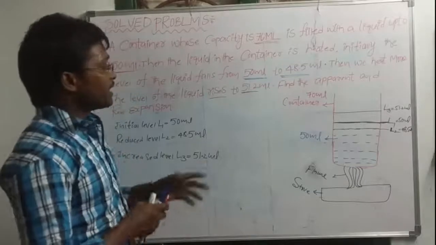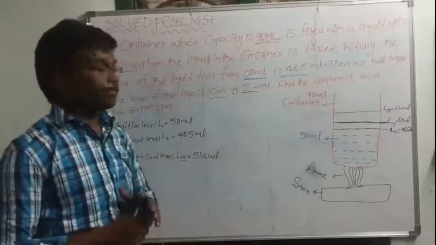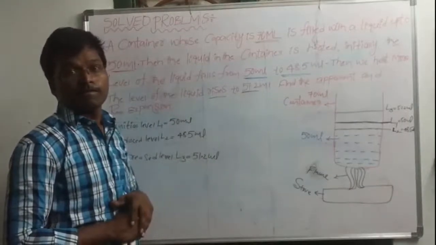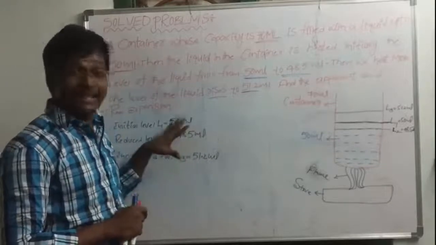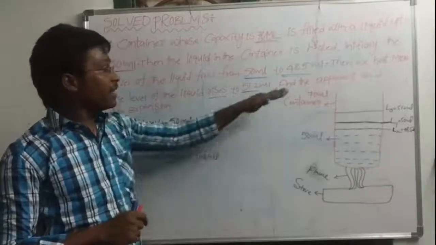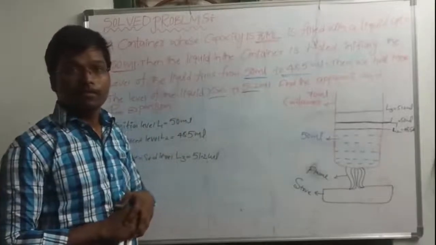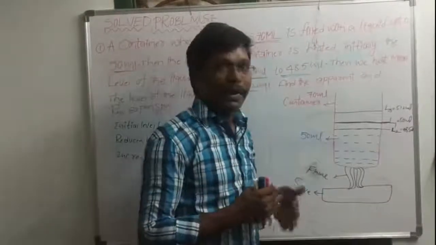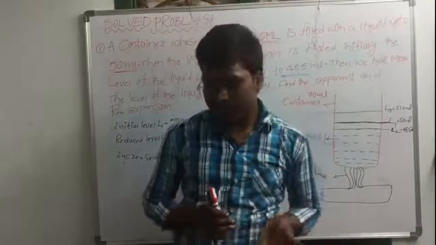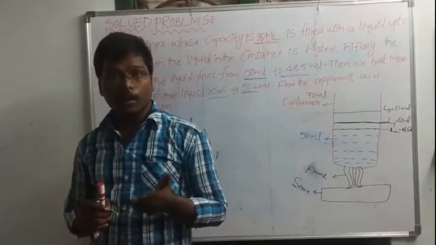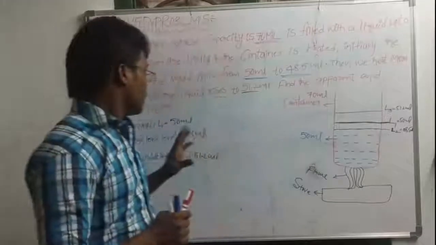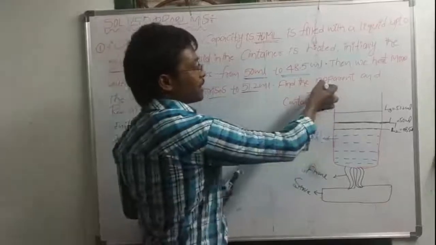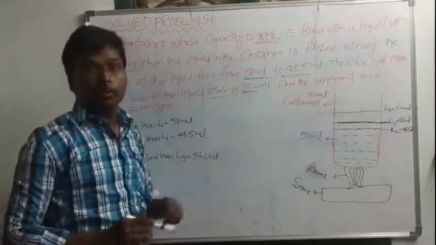Now in the question what he is asking: find the apparent and the real expansion. So by the use of this data, we have to find real and apparent expansion. I hope you already know the formula for apparent expansion and the formula for real expansion. We finished it before. So based on this given data, I will take directly the formula of apparent expansion and real expansion. We should do this problem.